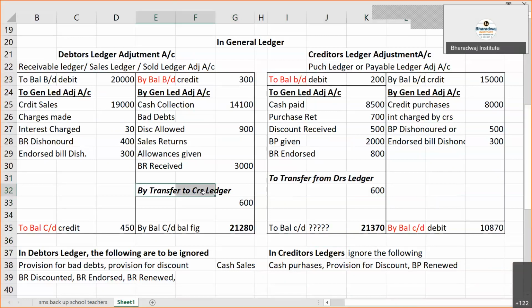So why is it by transfer? Debtors will have debit balance, because whenever we sell goods, we debit. So when you want to cancel something, it is by transfer. Likewise, creditors will have credit balances because whenever we purchase goods, we credit. To transfer is done to cancel that. It is like a mutual cancellation.